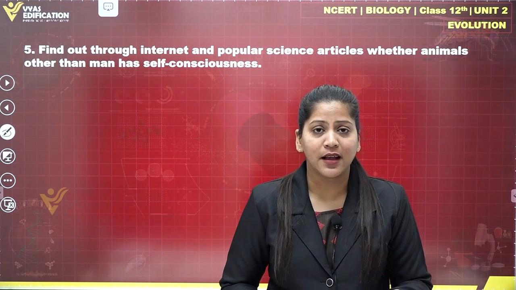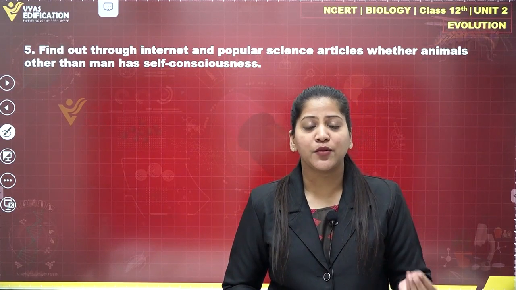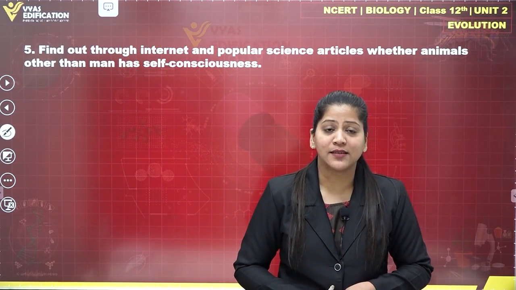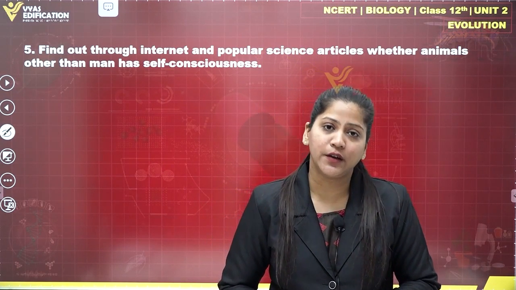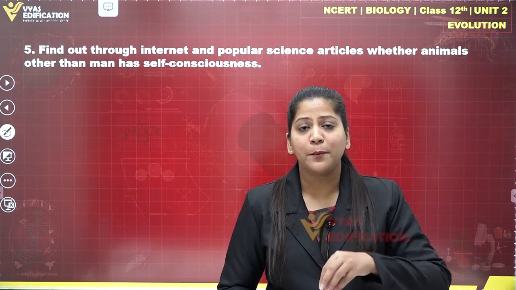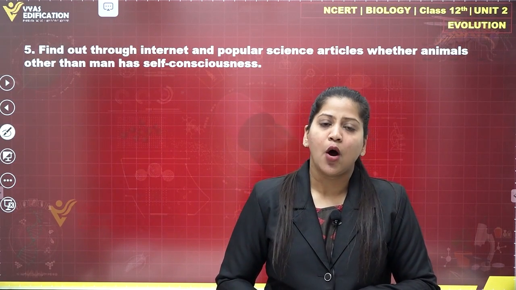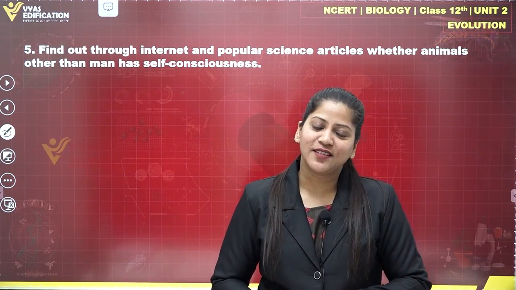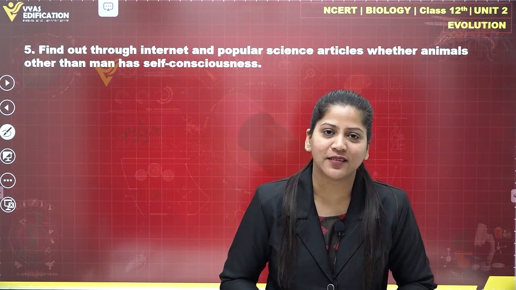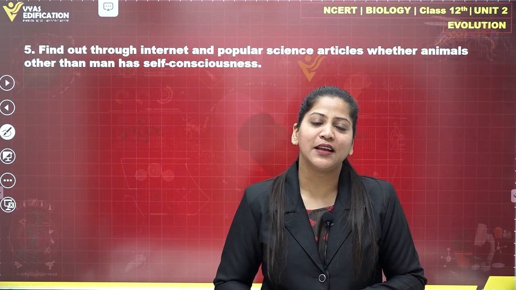For example, elephants are self-conscious, dolphins are self-conscious, chimpanzees are self-conscious, apes and monkeys are also self-conscious. Now, self-consciousness in animals can be studied with the help of the mirror test, right? When chimpanzees were exposed for the first time to the mirror, they were threatened. However, on repeated exposure to the mirror, they started grooming. They started looking into the mirror and picking their nose, making faces, etc. So with the help of the mirror test, we can study self-consciousness in animals, right?